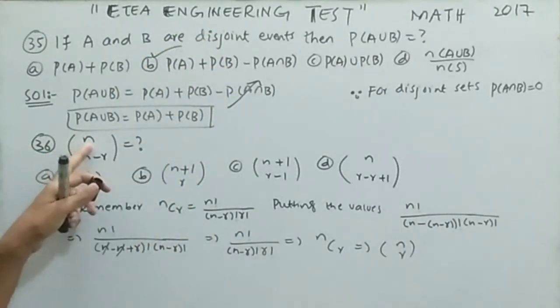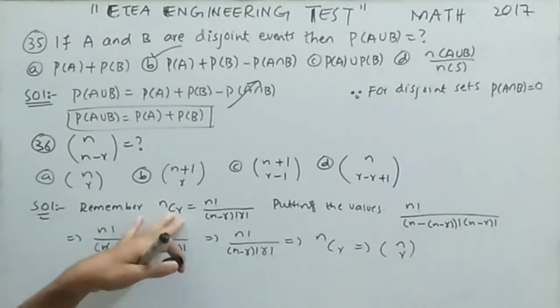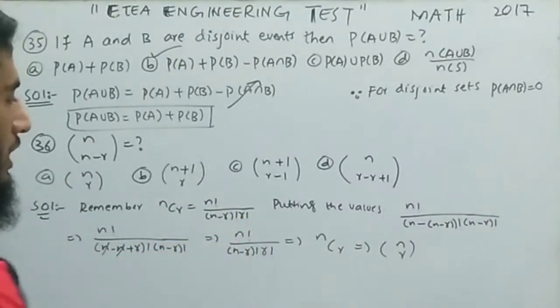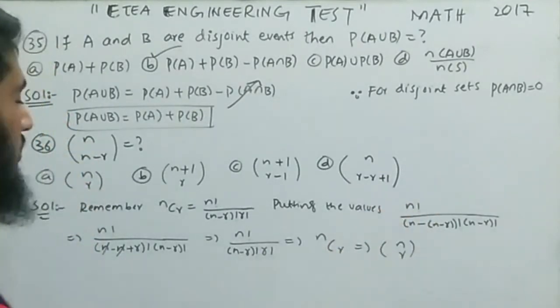So find the value of n choose n minus r. Remember that n choose r is always equal to n factorial divided by n minus r factorial r factorial. Now we will put the values. Our n over here is n, so n factorial will come down as it is.